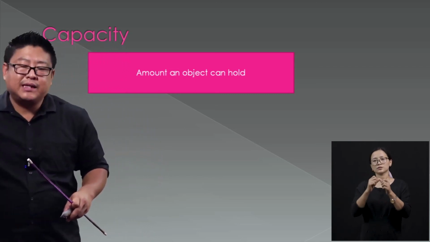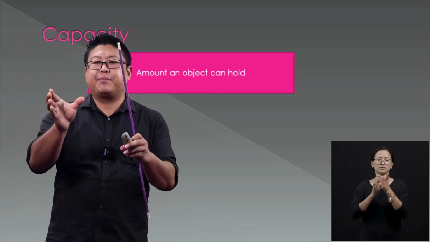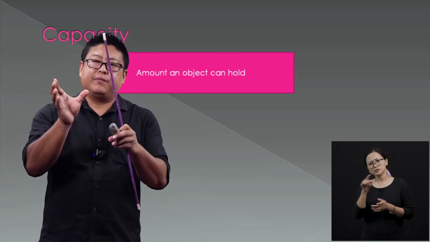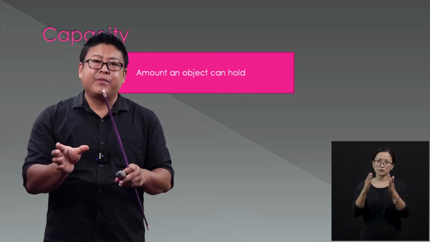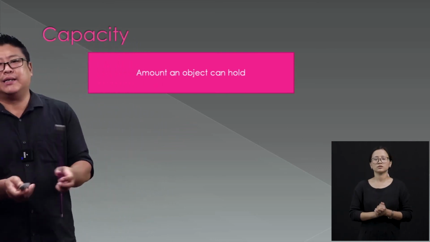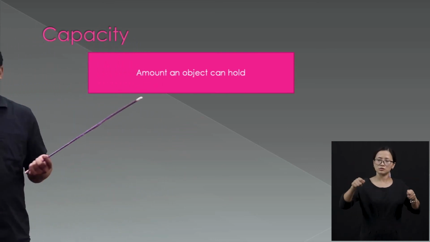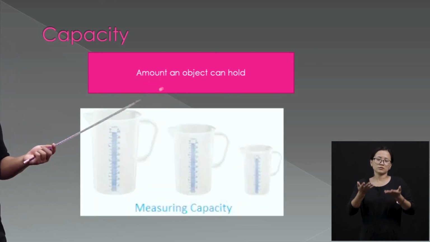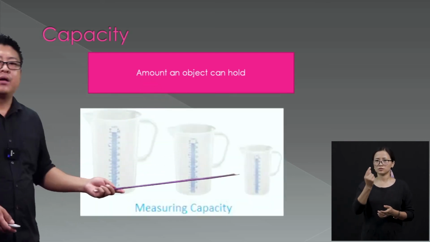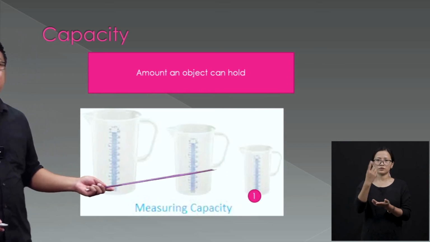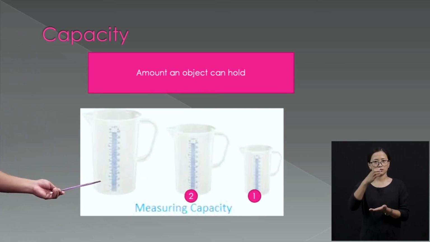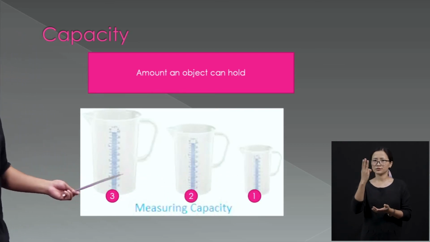So the capacity will differ for different shapes with different sizes. All right. So let's learn about capacity, how to measure capacities. Let's compare some cups here. The first cup, second cup, and the third cup. That means we have 3 cups here.